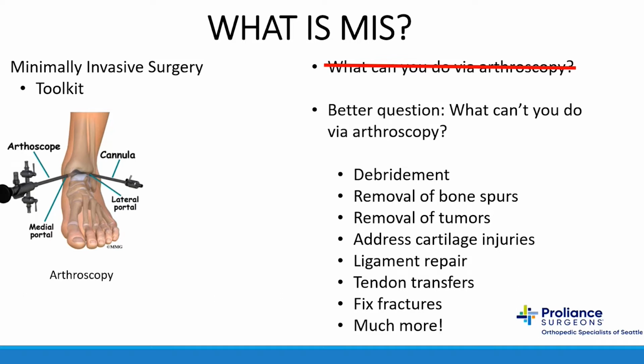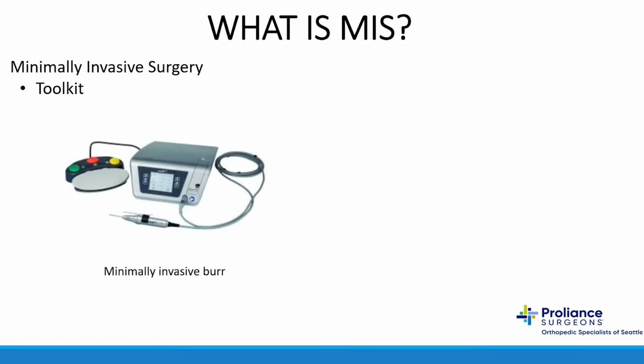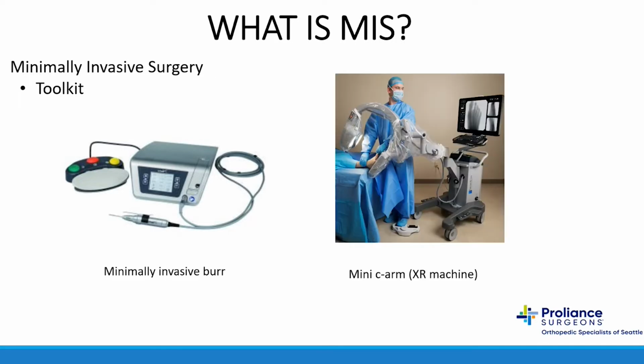And there's a lot more, and I can talk about some more in the next slides here. So the next toolkit, in the MIS toolkit, on the left side is called the minimally invasive burr. On the top left, that button that looks green, red, and yellow, that's the foot pedal that I use. It's a foot pedal that I use to control the burr.